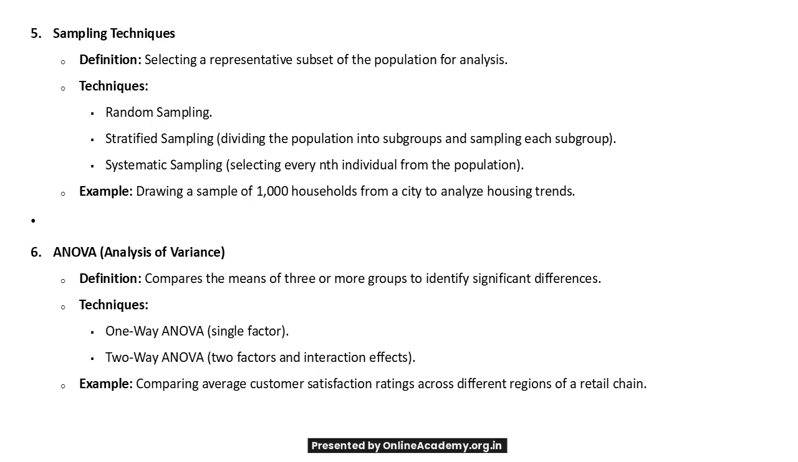Confidence intervals provide a range of values within which the population parameter is expected to fall with a certain level of confidence, such as 95%. Techniques include estimating the mean or proportion for a population and calculating intervals for differences between groups. For instance, estimating the average income of a city's population based on a sample with a 95% confidence interval.